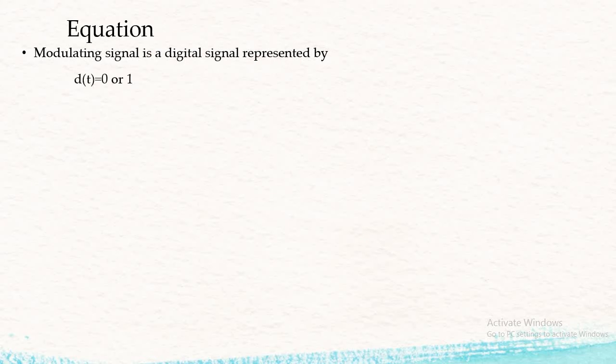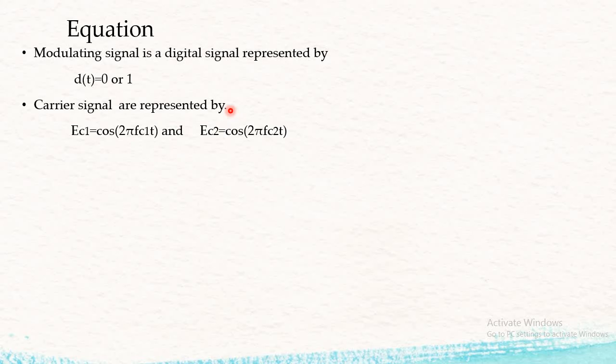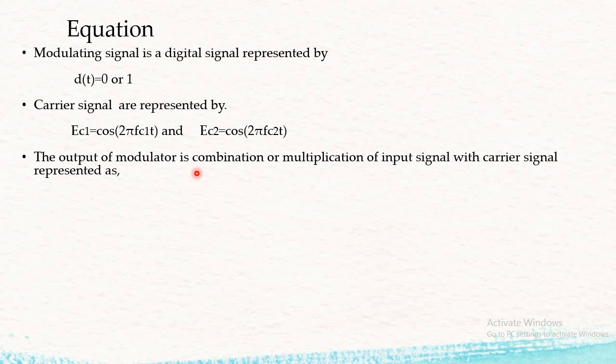Now we are going to discuss the equations of FSK. The modulating signal is a digital signal which is represented by d(t), which is either 0 or 1. Now the carrier signals: we have two carrier signals. The first one is cos 2π fc1 t and the second one is cos 2π fc2 t.